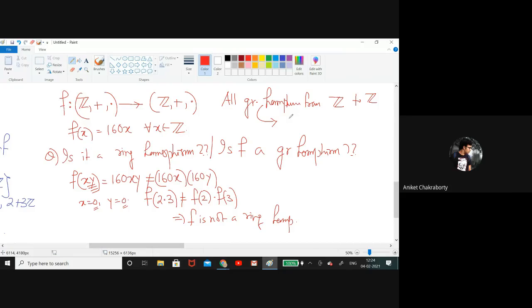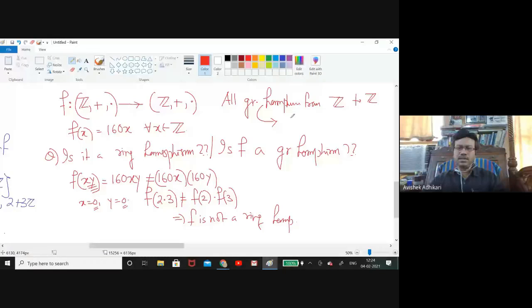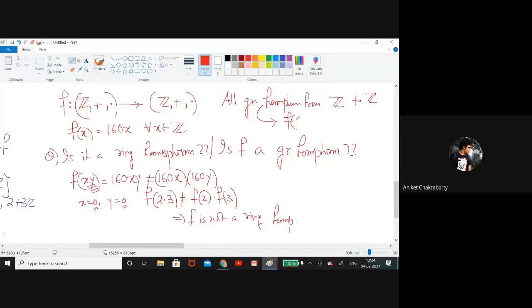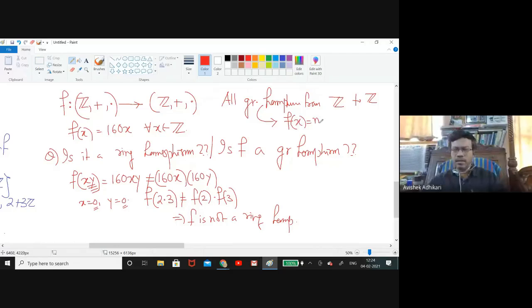f(x) equal to nx type. It is characterized by scalar multiplication. Yes, so f(x) equals nx, where n belongs to Z and x belongs to Z. So you understand that they form a group homomorphism. That part is very easy. But for the converse part, I am saying that all group homomorphisms should look like this.